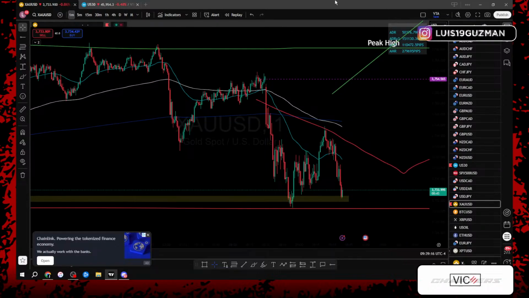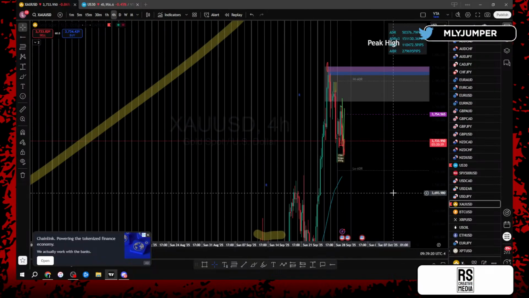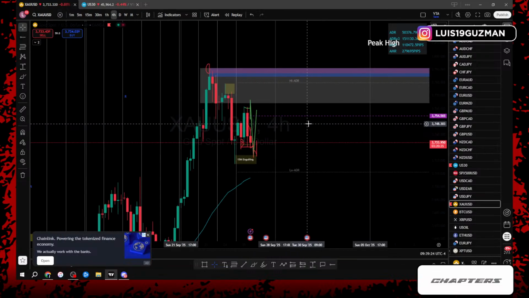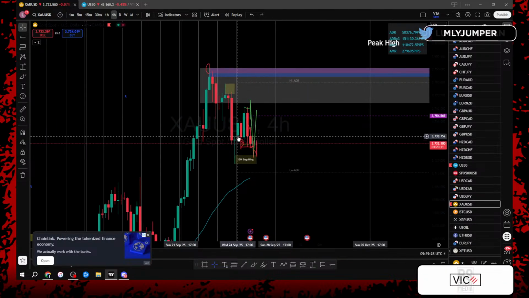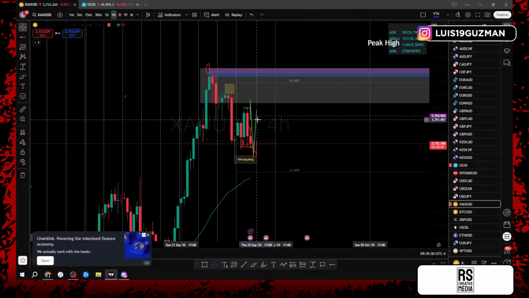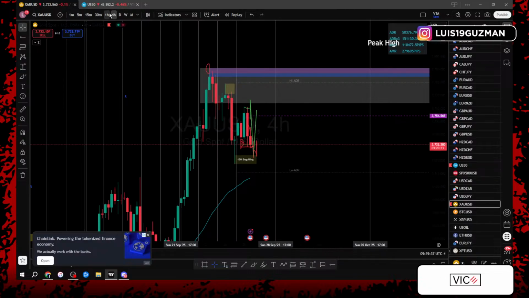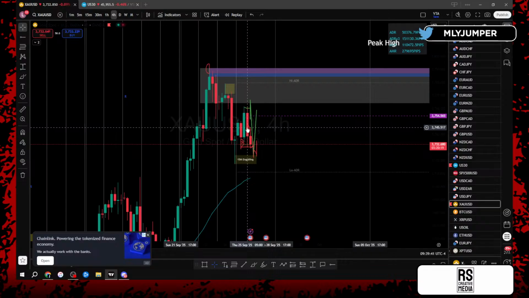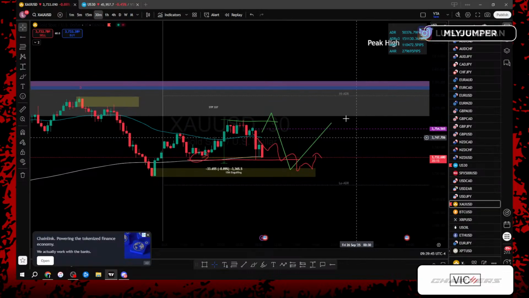We might get a 4-hour bearish engulfing on gold. Let's see. Nope, we don't have one on gold, unless your chart looks different, but I don't think it should look that different. But no, we don't have a bearish engulfing on gold.